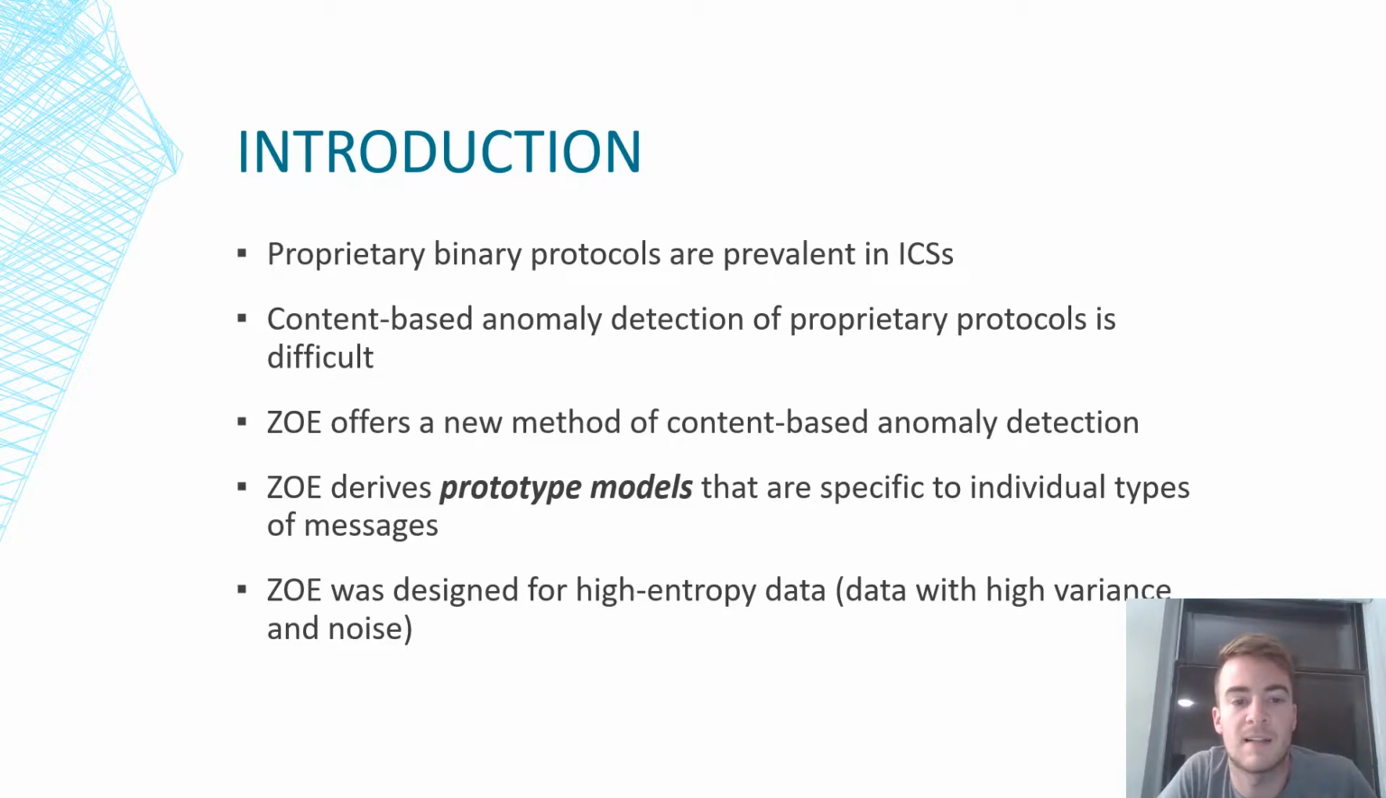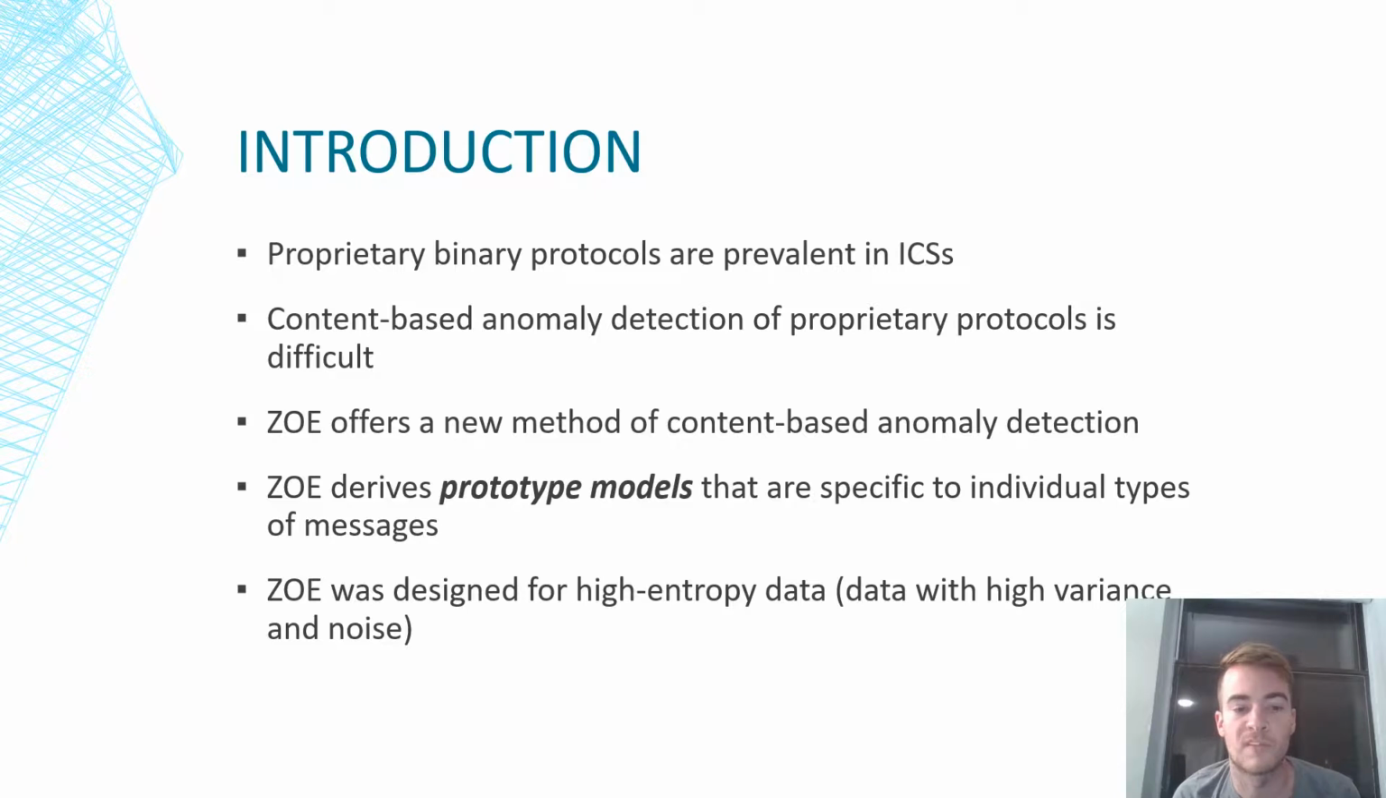So this paper had a lot to do with proprietary binary protocols. Proprietary binary protocols are very prevalent in industrial control systems. However, content-based anomaly detection of proprietary protocols is difficult. So when we say content-based anomaly detection, we mean searching for anomalies among different internet traffic based on the content of the messages themselves. Obviously, that would be difficult if the protocols of the messages are proprietary. It's basically trying to search for an anomaly in messages in a language that isn't understood.